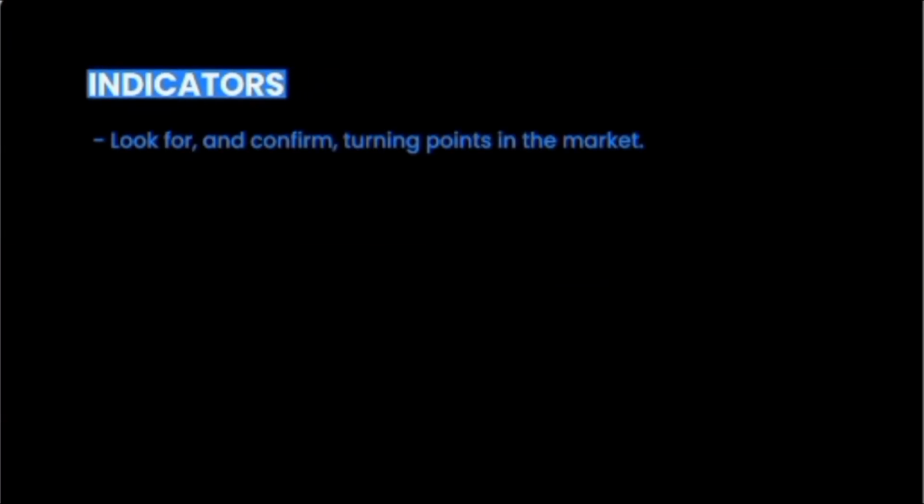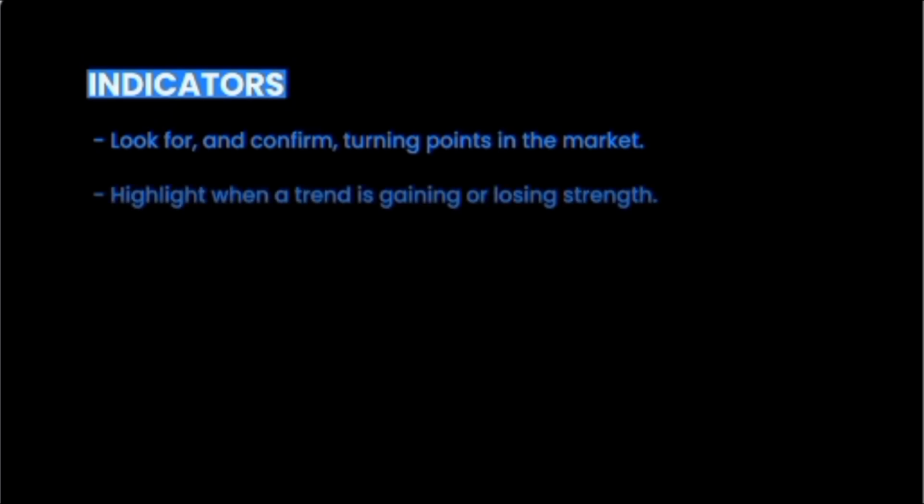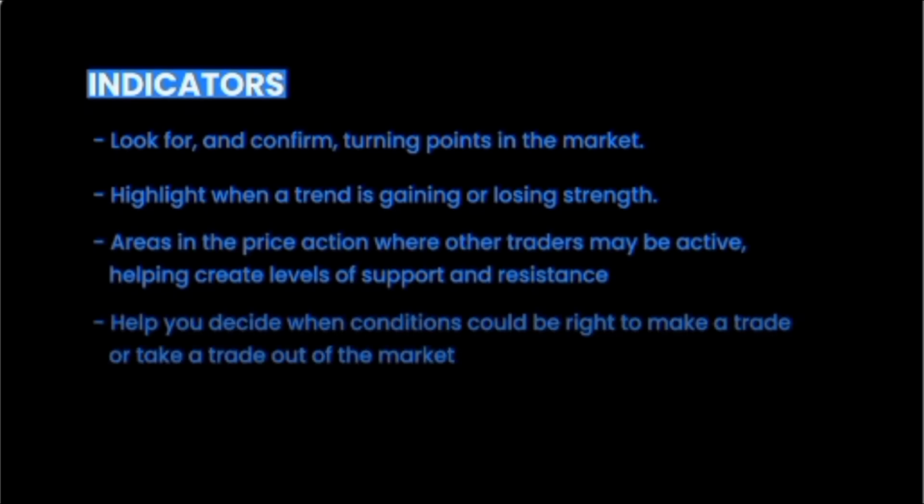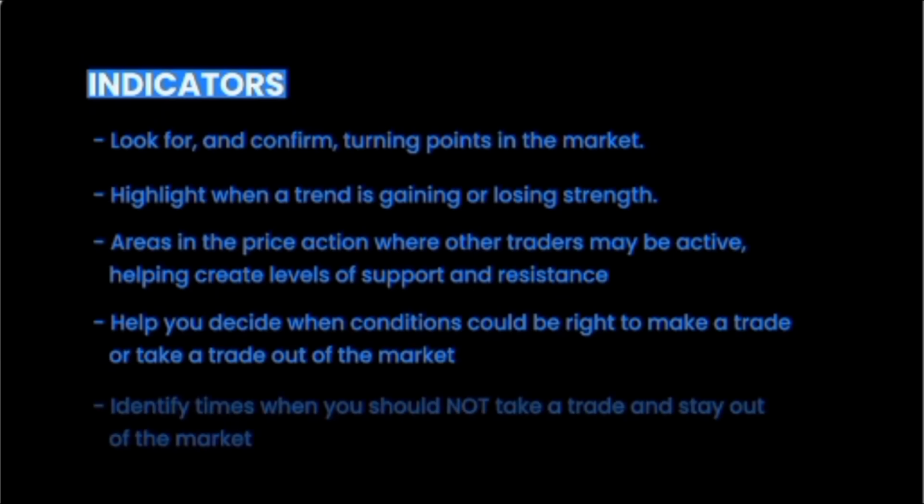So what can traders use them for? Well, they can help in a number of different ways. Indicators can help you look for and confirm turning points in the market. They can highlight when a trend is gaining or losing strength. They can help you look for areas in price action where other traders may be active, helping create levels of support and resistance. They can help you decide when conditions could be right to make a trade or take a trade out of the market. They can even be used to help you identify times when you should not take a trade and stay out of the market.